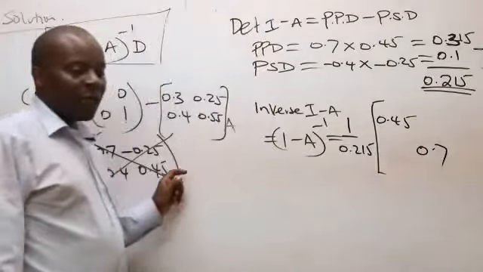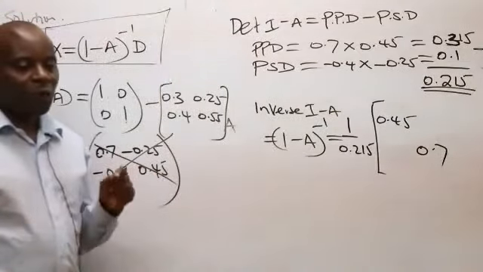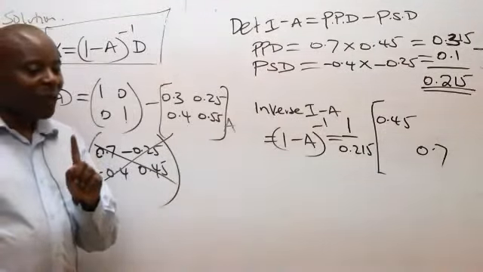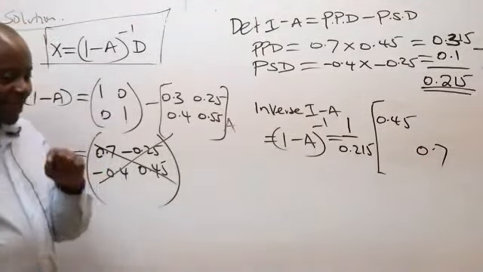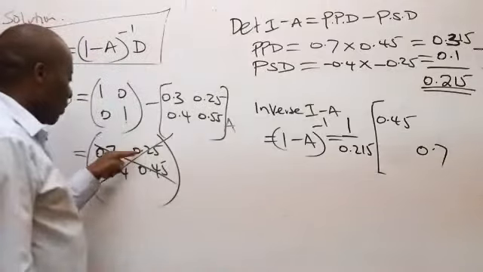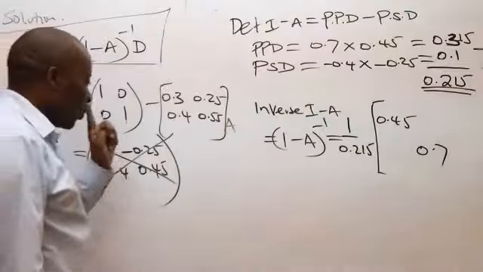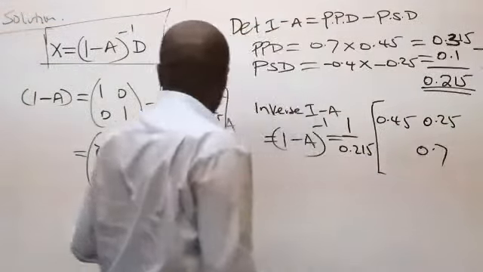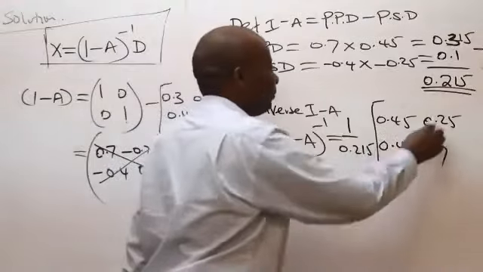How about secondary elements? Secondary elements, we change their signs. That is a better way to put it. We retain their positions, but we change their signs. So like here, ladies and gentlemen, this was negative. So we have here 0.25, and here we have 0.4.